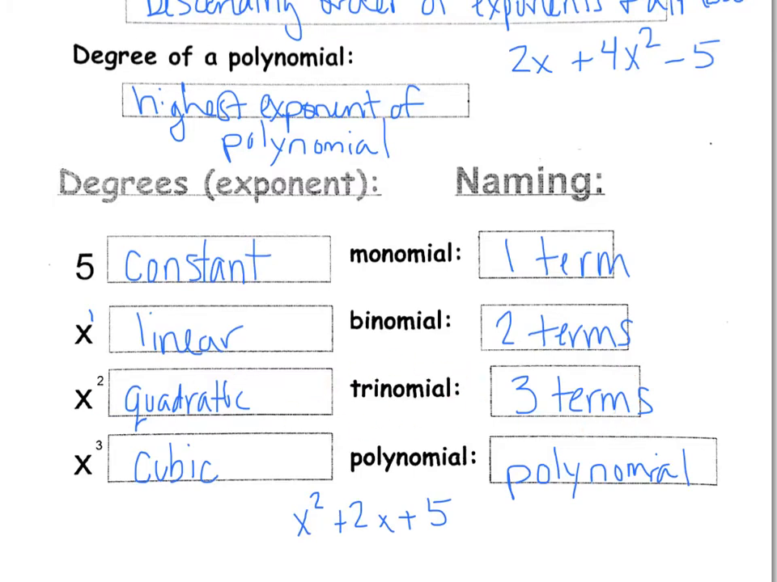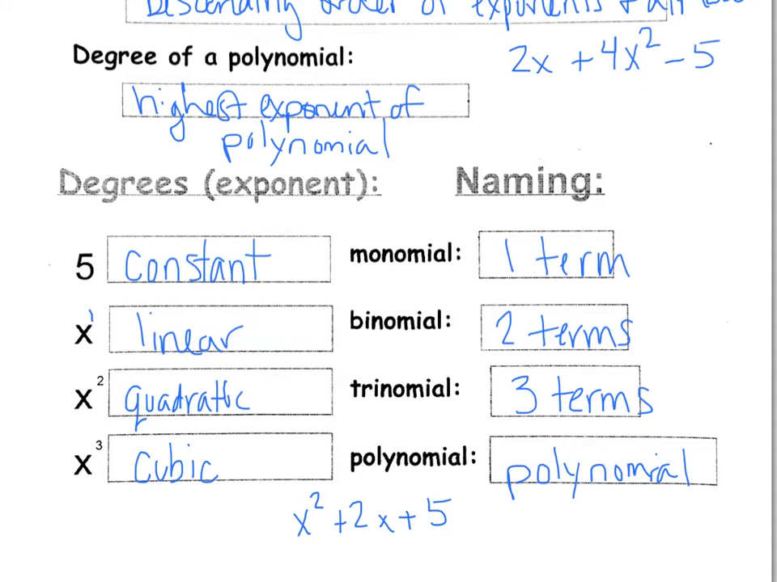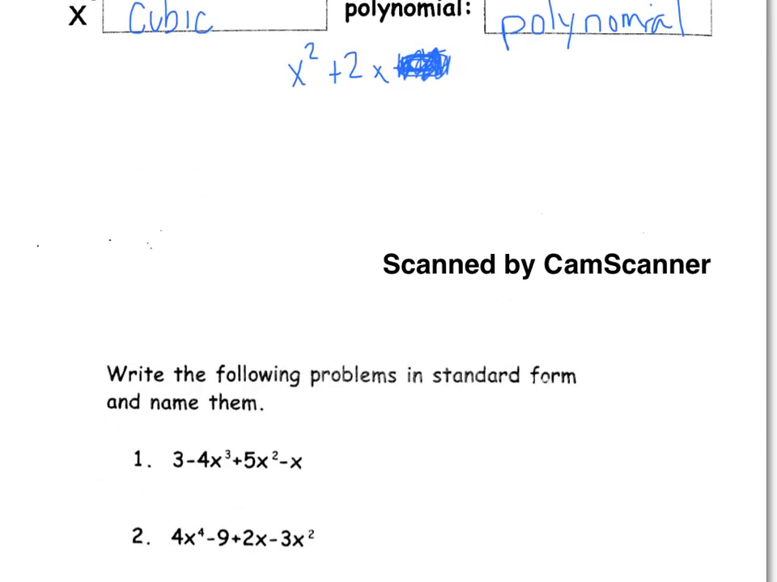Quadratic trinomial. Okay. Now, if we just had x squared plus 2x, it's still a quadratic because it still has the x squared as the highest exponent, but now it only has 2 terms. So we would call this a quadratic binomial. That's how you would name it. Okay, let's move on.